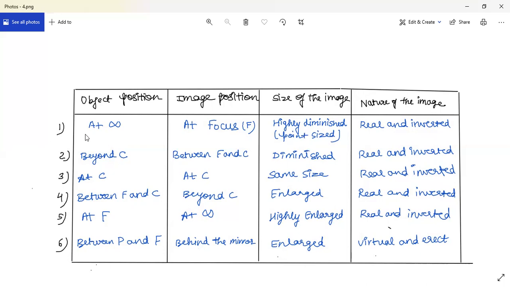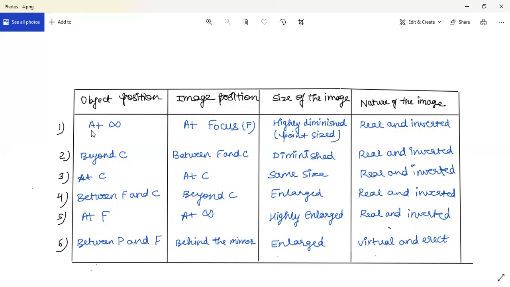Okay. Now, how do you remember the size of the image? Just easy. The farther the object is, the smaller the image will be. Here, the farthest is infinity. So, at infinity, it is very far. That's why the image is formed the smallest, highly diminished, like a point size. Now, when it comes a bit nearer, beyond C, it becomes diminished.